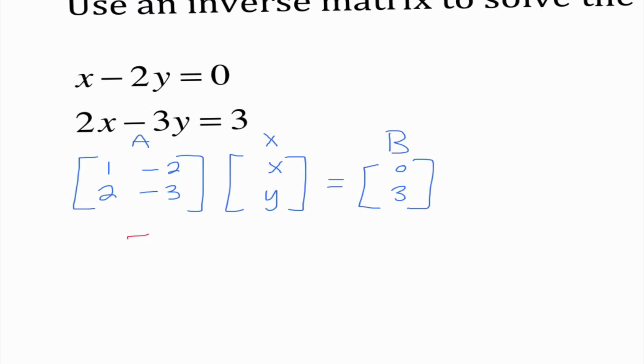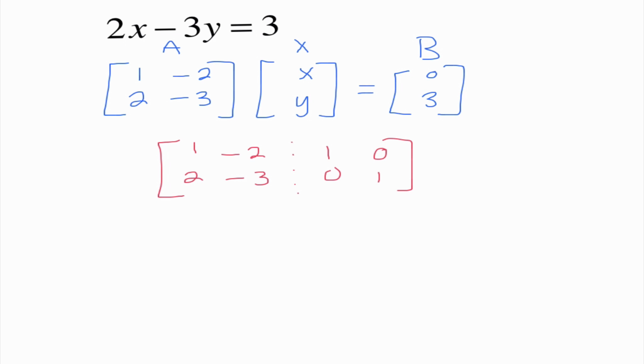So I'm going to go ahead and try and find the inverse, and I'm going to write matrix A and then write our identity matrix. So this is good. I already have a 1 here. So I know that that first row is good to go.